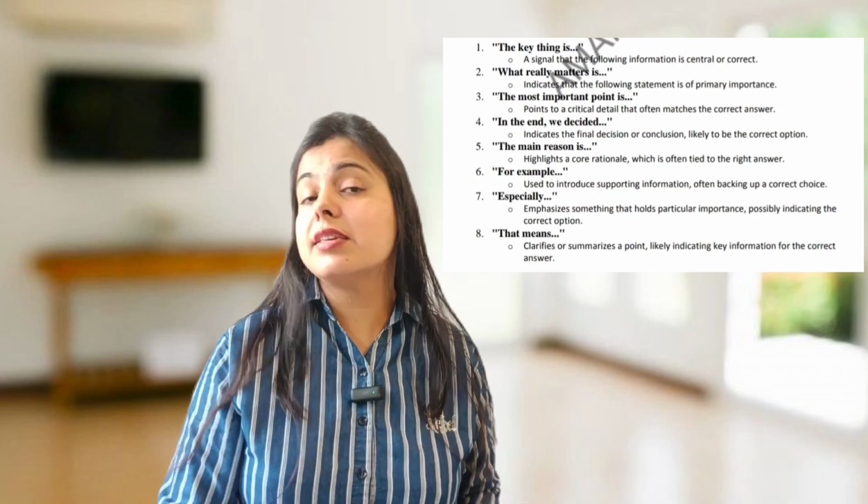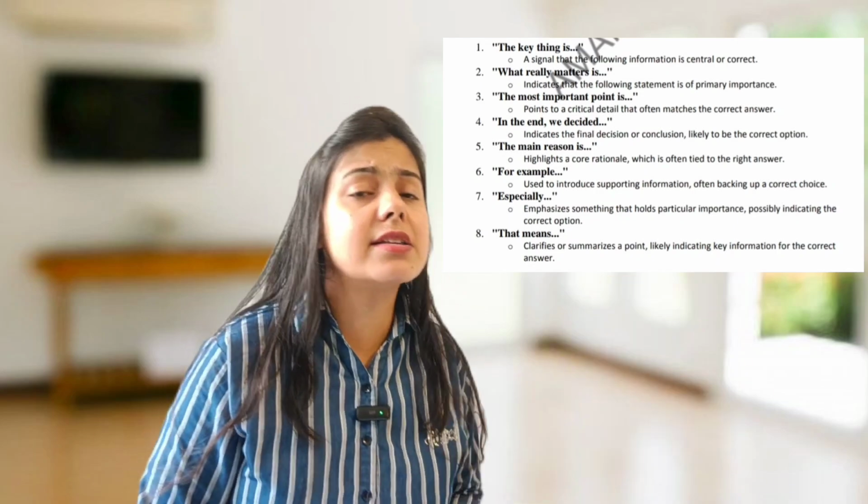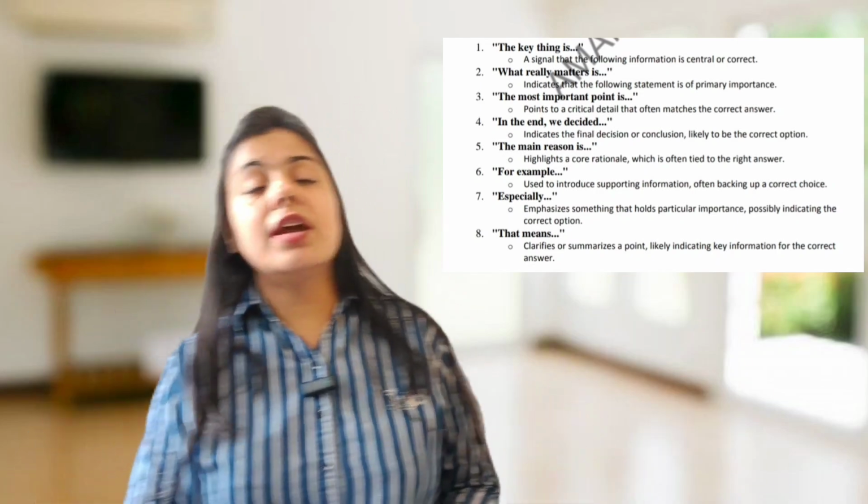सो इस तरीके से कुछ फ्रेजेस अब ऐसे भी होते हैं जिससे आपका आंसर करेक्ट हो जाता है। So these phrases look like, the key thing is dash dash dash, the primary thing is dash dash dash, what really matters is dash dash dash. So there are such type of phrases जिसकी वजह से आपका आंसर एलिमिनेट भी हो सकता है एंड करेक्ट भी हो सकता है। So you have to focus on these type of vocabulary words.